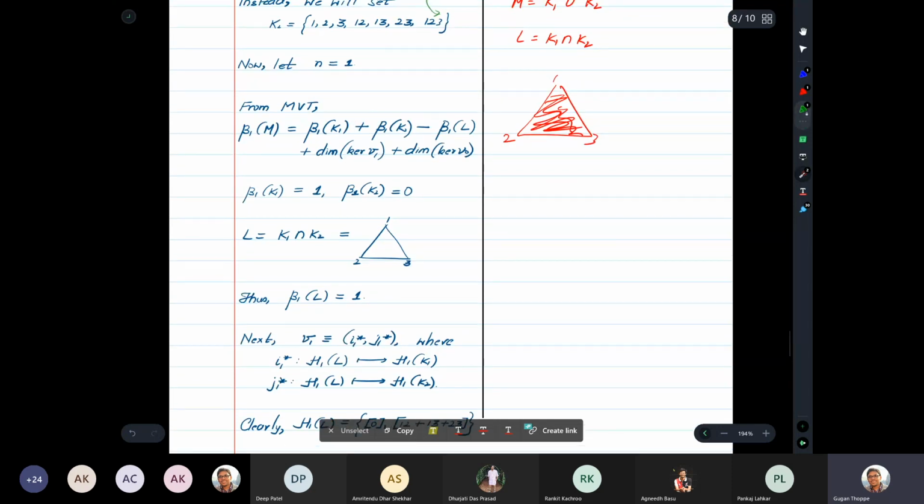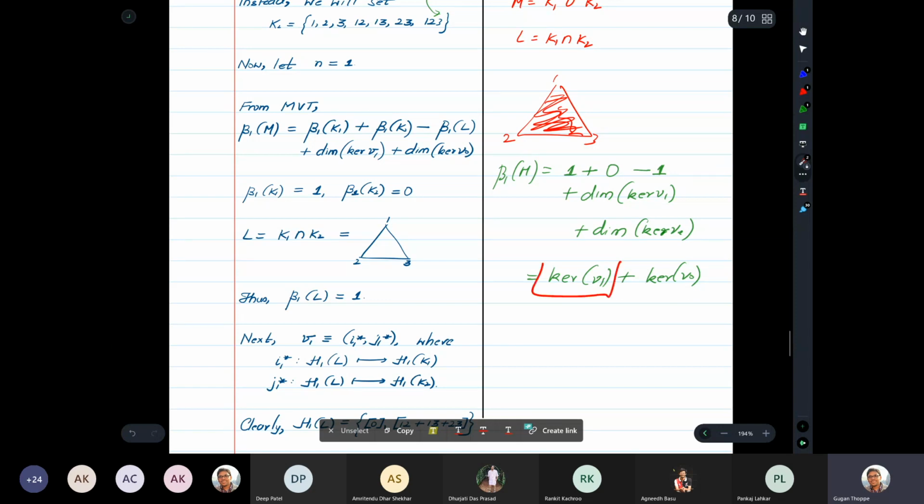So what we have known so far is beta 1 of M is 1 plus 0 minus 1 plus dimension of kernel of nu 1 plus dimension of kernel of nu 0. Okay, so this is what we have. So these things cancel off and I end up with beta 1 of M is kernel of nu 1 plus kernel of nu 0. Is this okay? So now in the remaining 5 to 7 minutes that I have, I will focus on computing this kernel of nu 1 and kernel of nu 0.